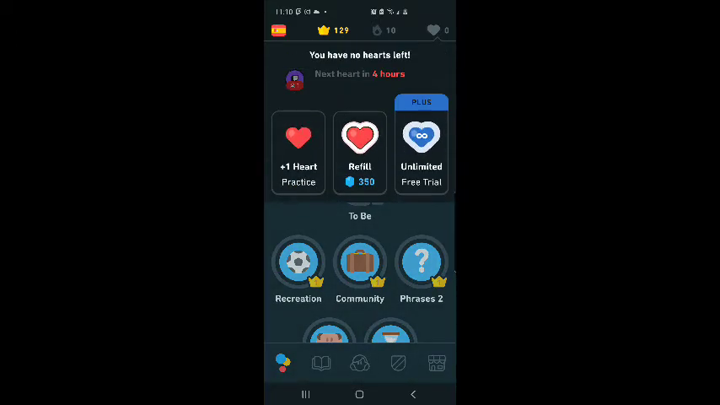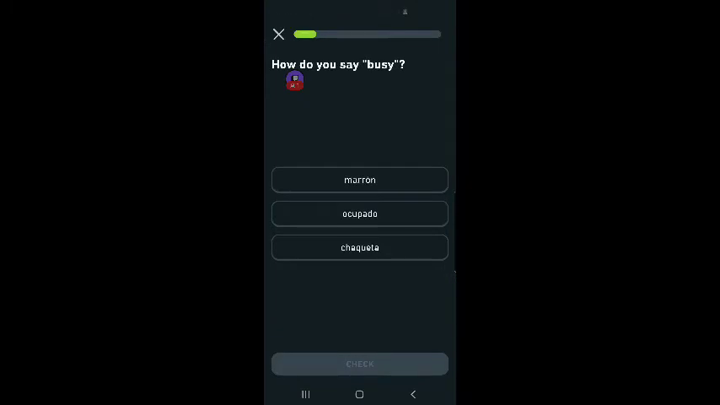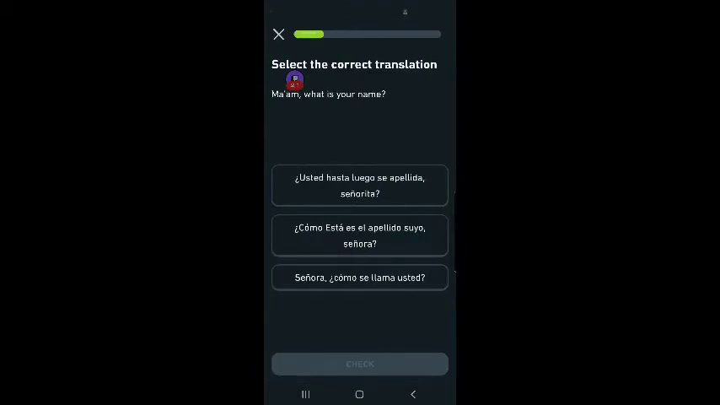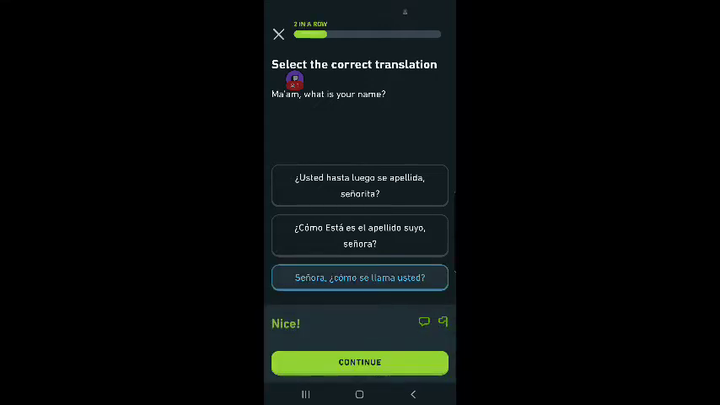Hearts, practice for a heart. How do you say busy? Ocupado. Select the correct translation. Ma'am, what is your name? No. Señora, ¿cómo se llama usted? I like that one.